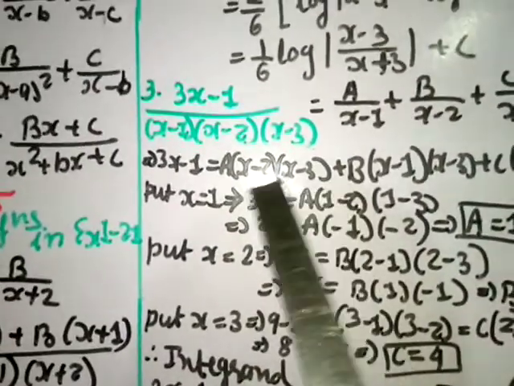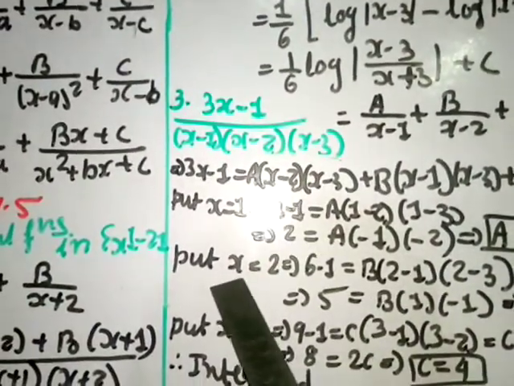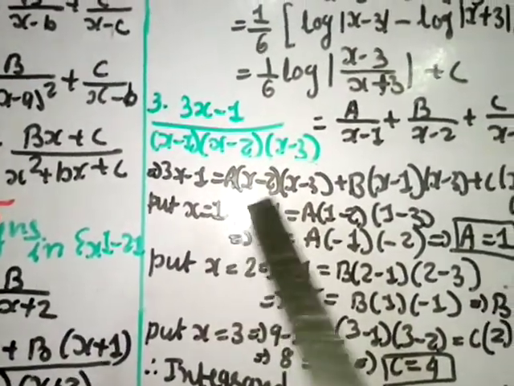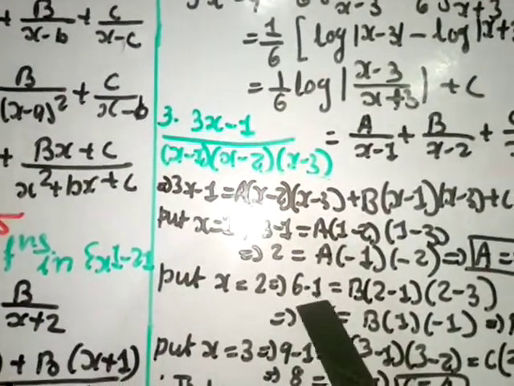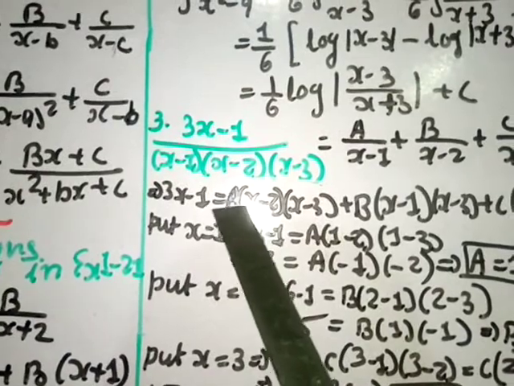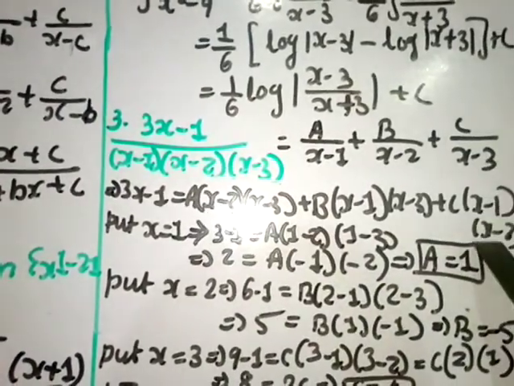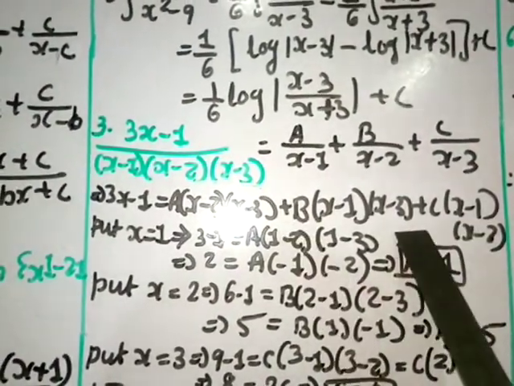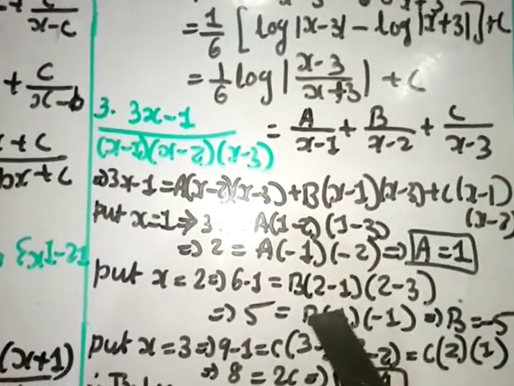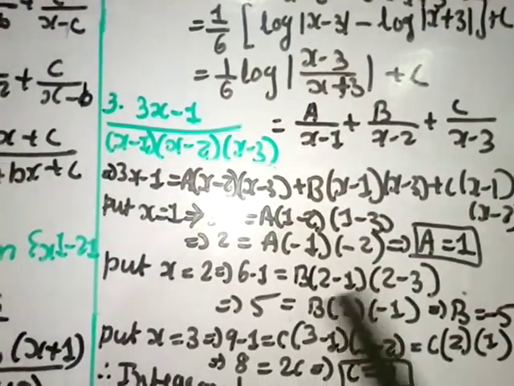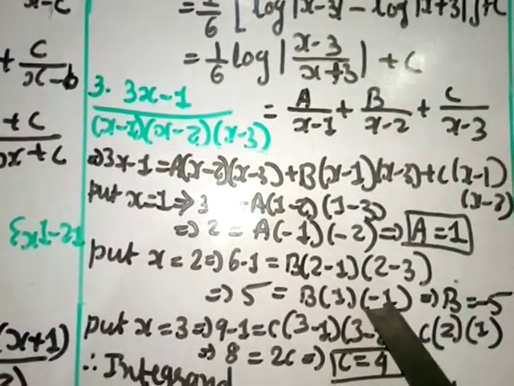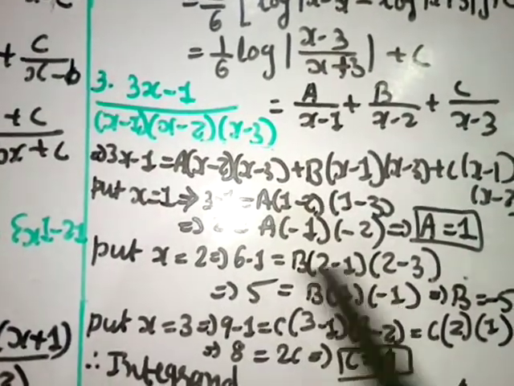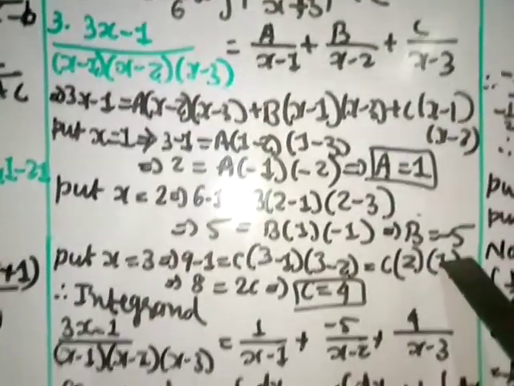Now I'll put 0 of x minus 2, that is x equal to 2. So I put 2 in both the sides. So 2 into 3 means 6, minus 1, equal to, see, if I put 2, it cancels this term. Here you put 2, it cancels this term. Remains only this. So b, here 2 minus 1, here 2 minus 3. So 6 minus 1 is 5, 2 minus 1 is plus 1, 2 minus 3 is minus 1. So what do you get as b value? Minus 1 you transfer. So b value is minus 5.